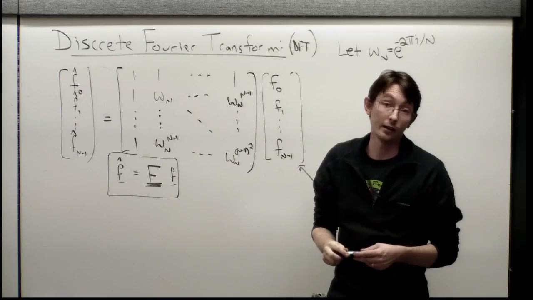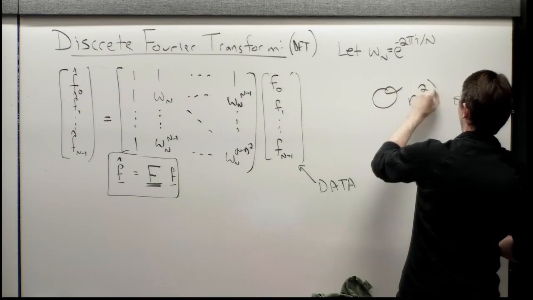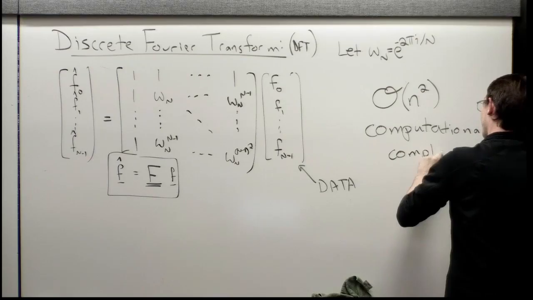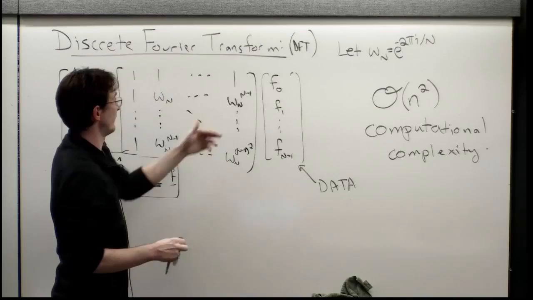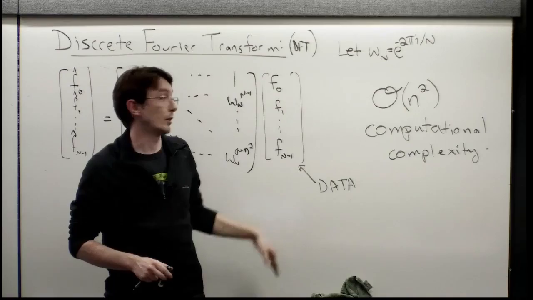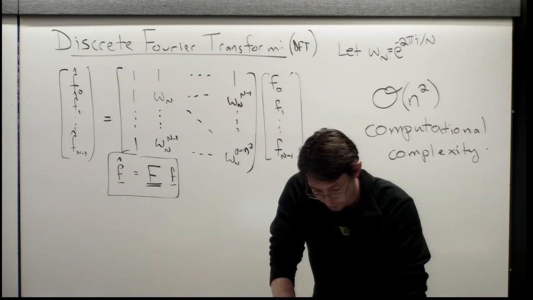Okay, and last time we found that this method scales like order n squared computational complexity. What that means is that if this is a vector of length n, I have n samples, then it's going to take n squared calculations to get my frequency components. And if I double the length of my data, it quadruples my computational cost. So it's not great, but it's not terrible in general.